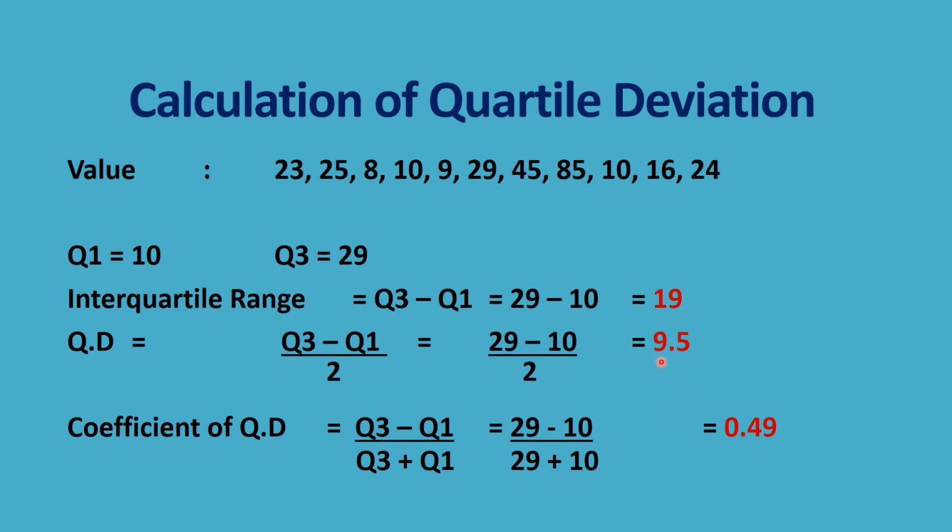Next, the coefficient of quartile deviation. So that is Q3 minus Q1 divided by Q3 plus Q1. Just like in the range, here it is Q3 or quartiles. Q3 minus Q1 divided by Q3 plus Q1. That is 29 minus 10 by 29 plus 10. And the answer is 0.49.